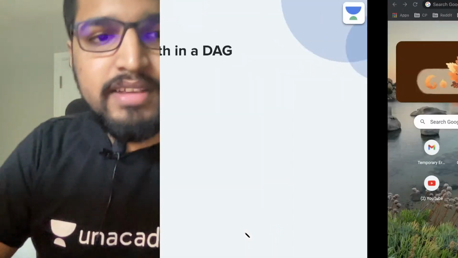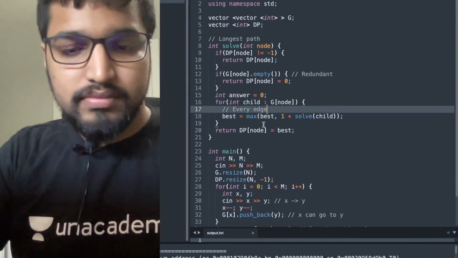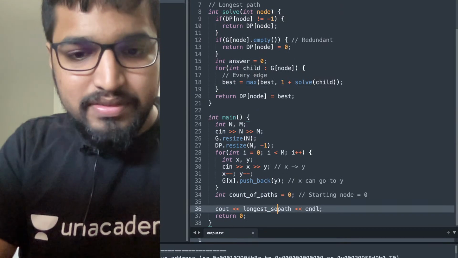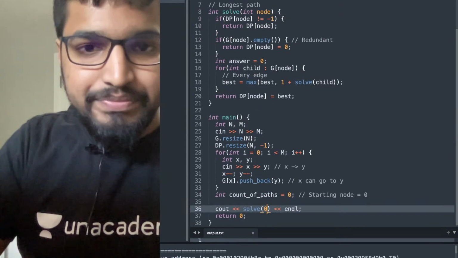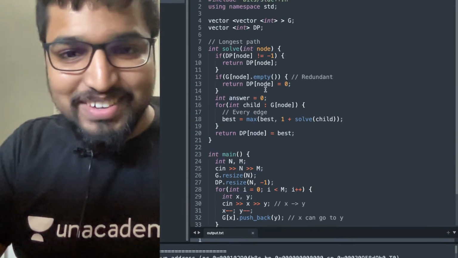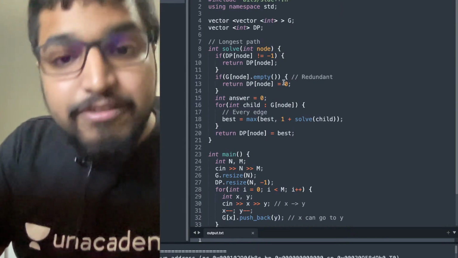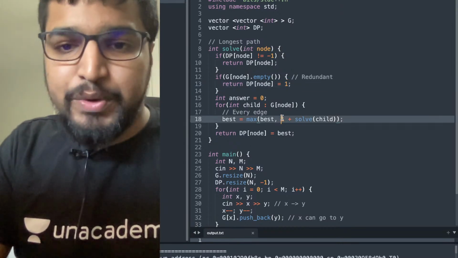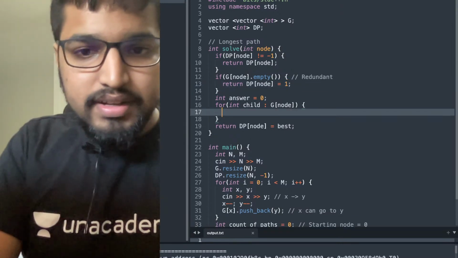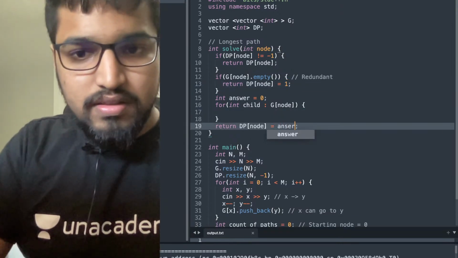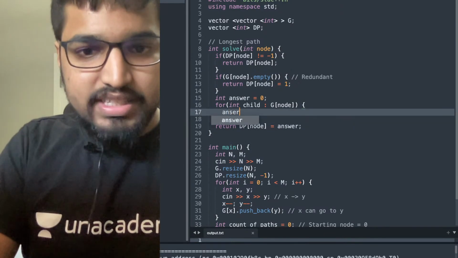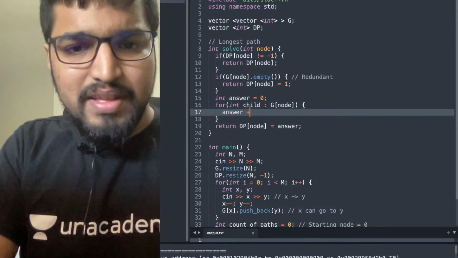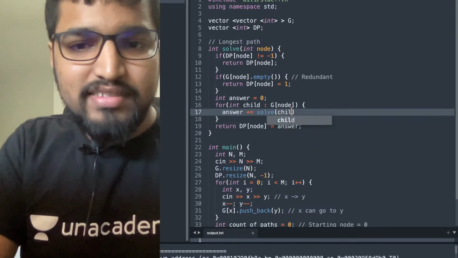So the count is basically, everything is going to remain the same. Nothing's going to change here. If it's a child node, then you have 1 path. It's an empty path. That's the base case. It's important to know what the base case is. Now, let's compute the answer. Answer plus equals solve of child. That's it.